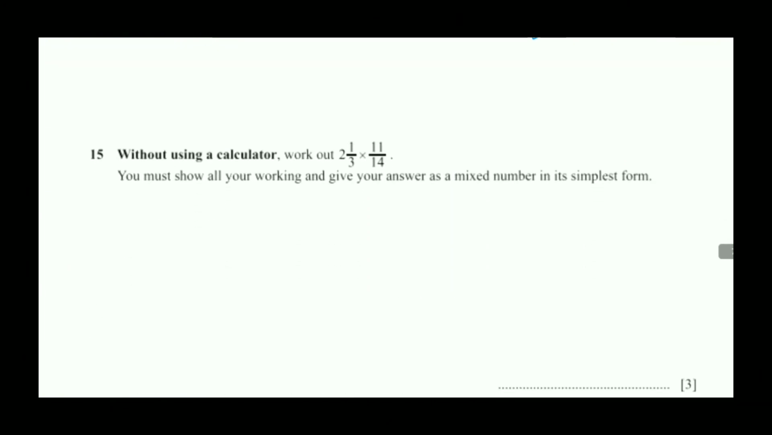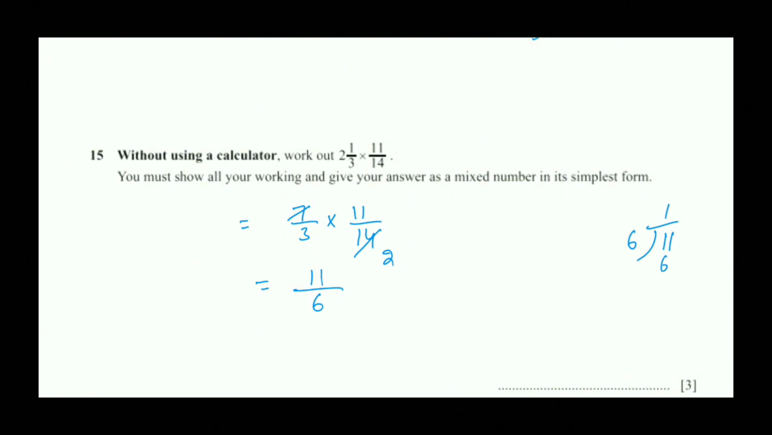Simple. Work out without using a calculator. Same question, 3 to the 6, and one number will be added. So 7 by 3 multiply 11 by 14 as it is. We will simplify 7 to the 14. Now you cannot simplify it further. Numerator will be as it is and denominator will be multiplied, 11 by 6. As I told you, if numerator is bigger than denominator, you have to simplify it further. 6 1s are 6, 6 2s are 12 which is bigger, 6 1s are 6, remainder 5.